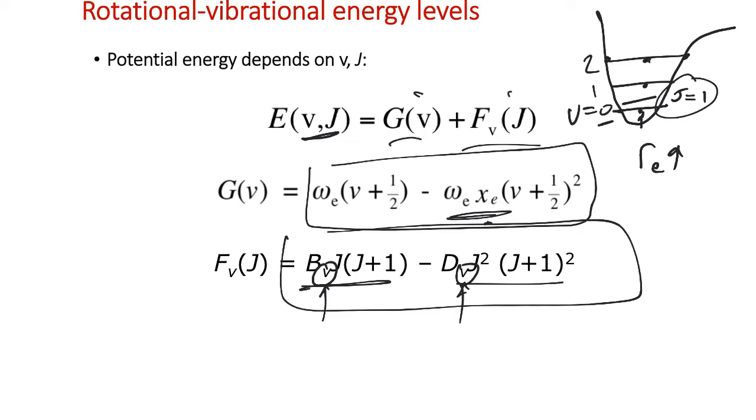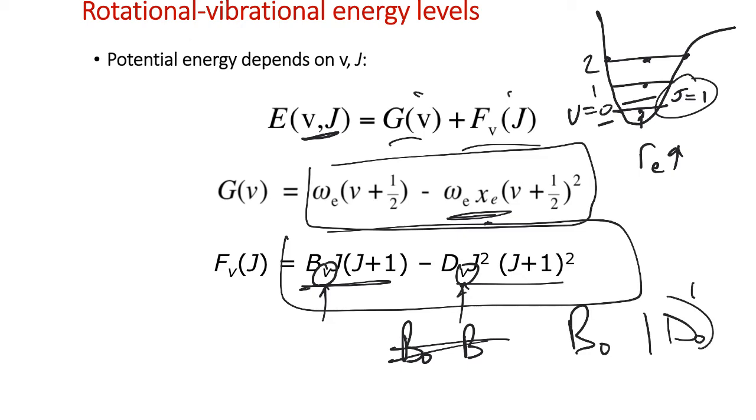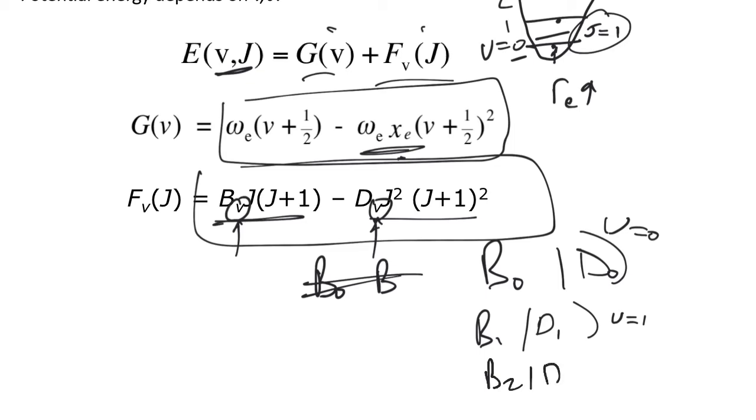So we get the break in rigidity due to the lengthening of the bond through rotations, and then the lengthening of the bonds from V equals 0 to 1 to 2, etc. What this allows us to do, and something to think about throughout this experiment, is that we can understand a B0 and a D0. These are describing the spacings of the rotational energy levels in the V equals 0 level. Then we have a B1 and a D1 describing the spacings within the V equals 1 level. We have a B2 and a D2 describing the spacings of the rotational energy levels in the V equals 2 level, etc.